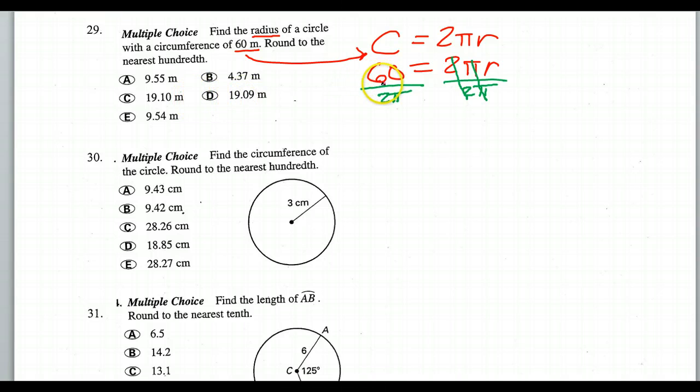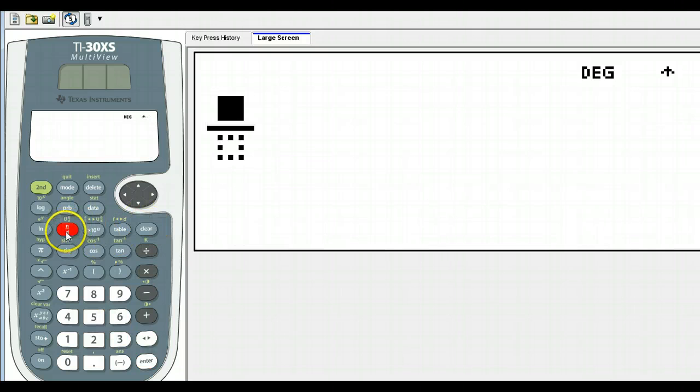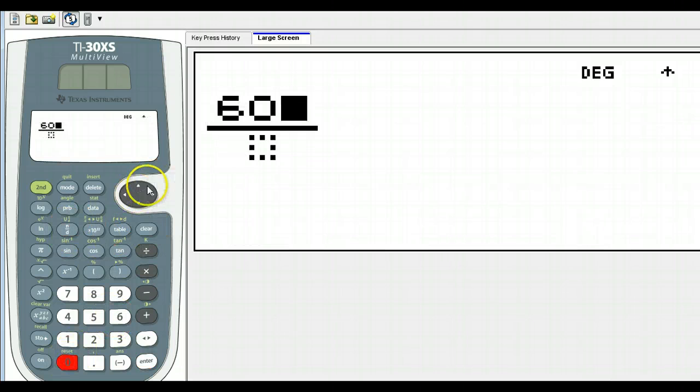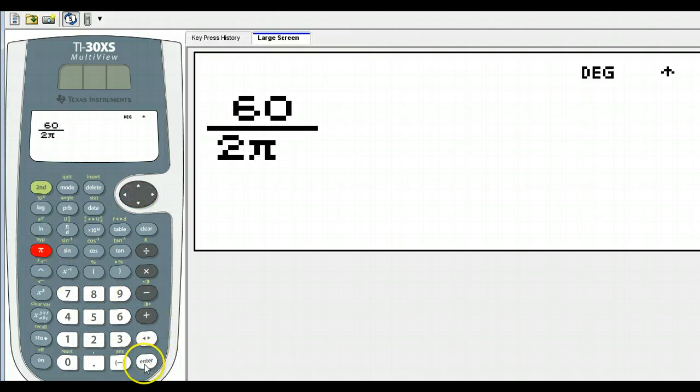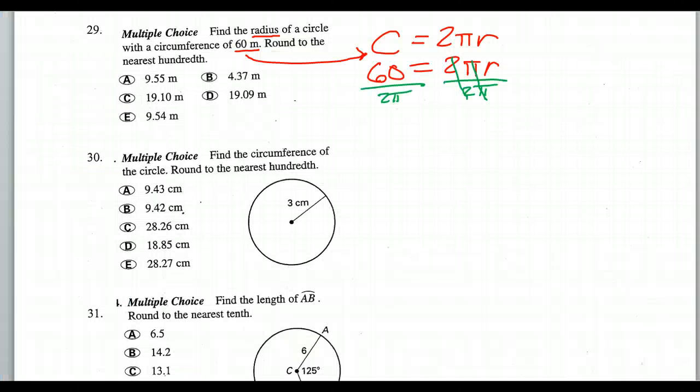I could reduce this to 30 over pi, but again, we have decimals. So to the calculator, 60 over 2 pi. Fraction mode right away, 60 over 2 pi. Just type it right in there. Okay, so we get 9.55. Again, we round this up because the next number is a 9. So 9.55. That's what I'm looking for. And there it is, A.